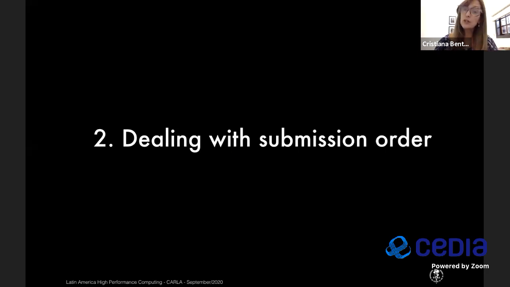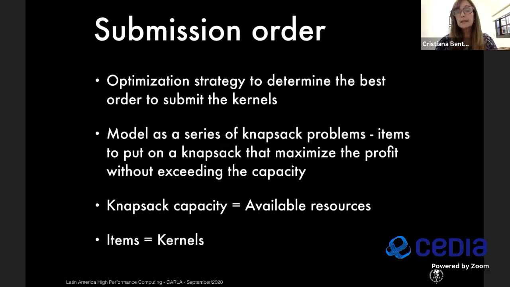Well, the second research topic that I want to talk about today is dealing with the submission order. I told you that the submission order matters for the system throughput, for improving resource utilization. And on this matter, we have a study that uses an optimization strategy to determine the best order to submit the kernels. We model the problem as a series of knapsack problems. Just to remind, the knapsack problem is how we can put a number of items inside a knapsack, considering that each item has a value and a weight, and we want to maximize the profit in the knapsack without exceeding its capacity.